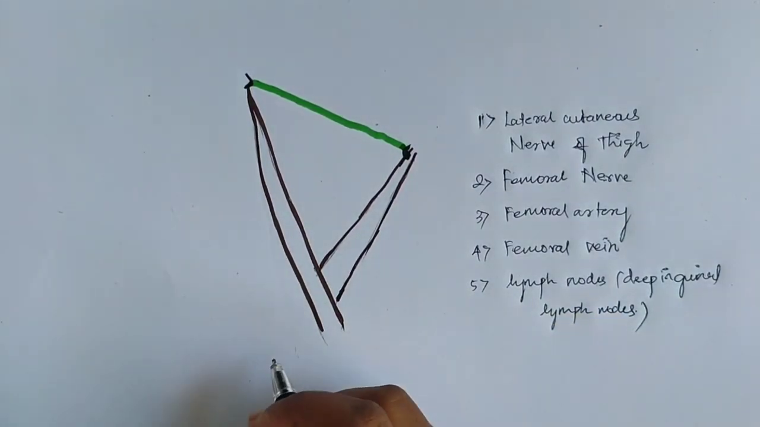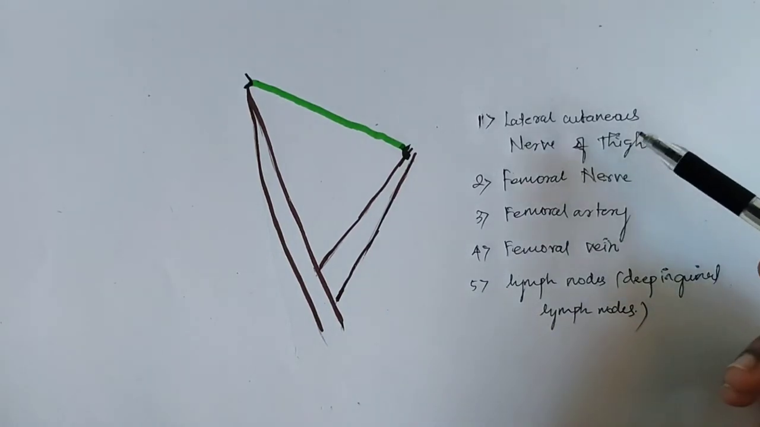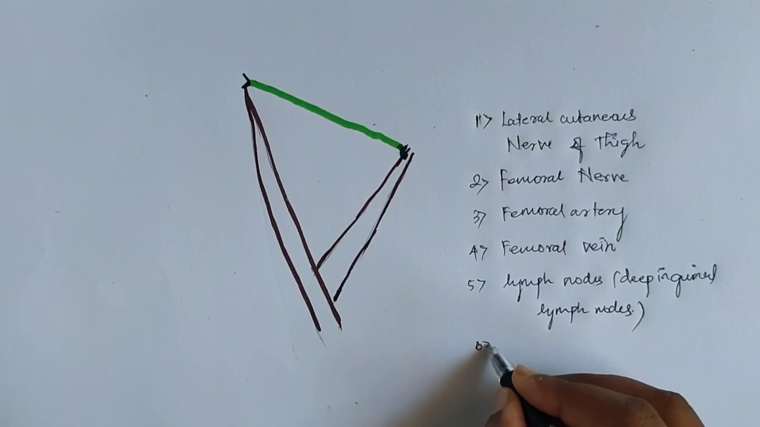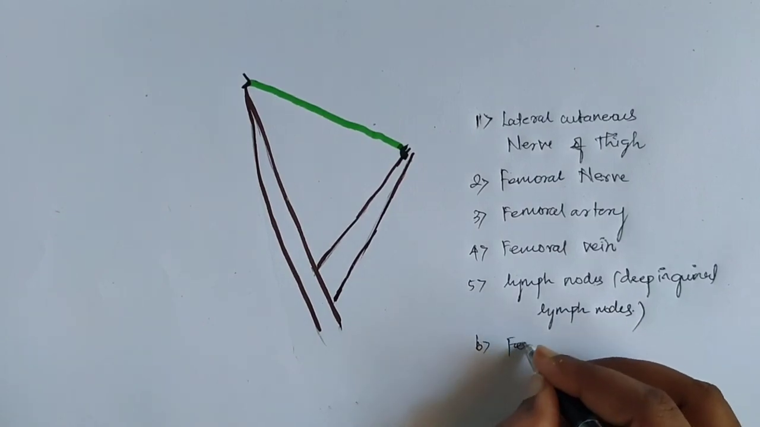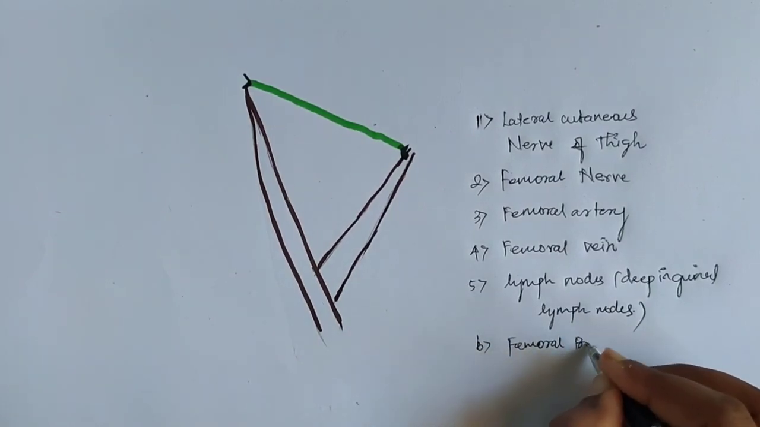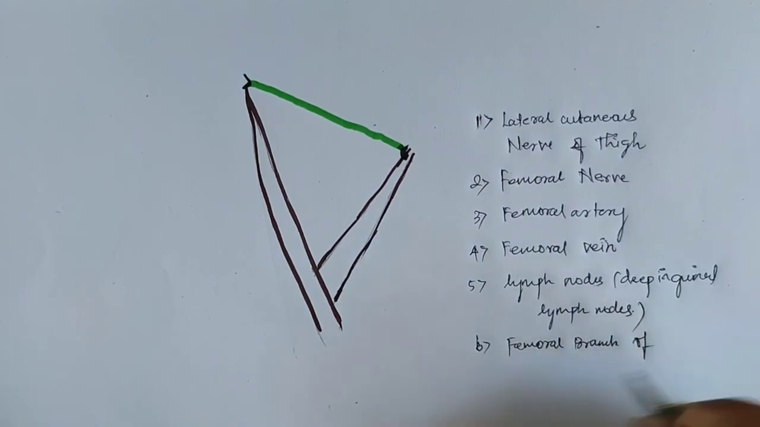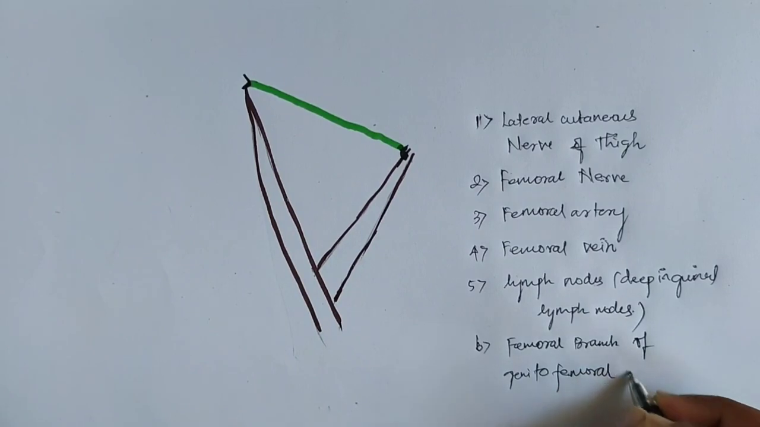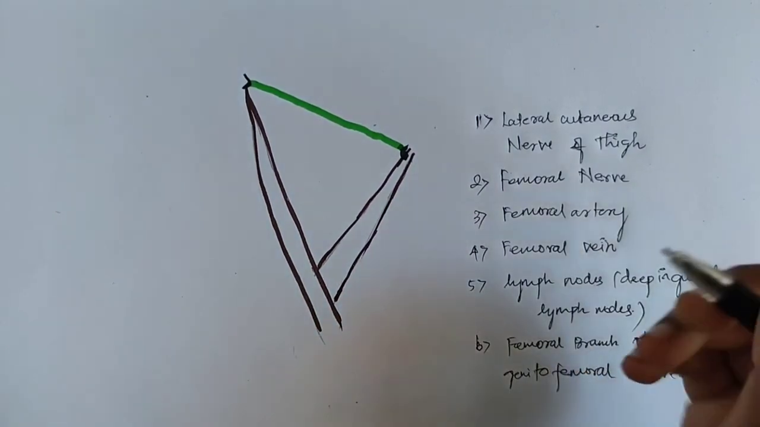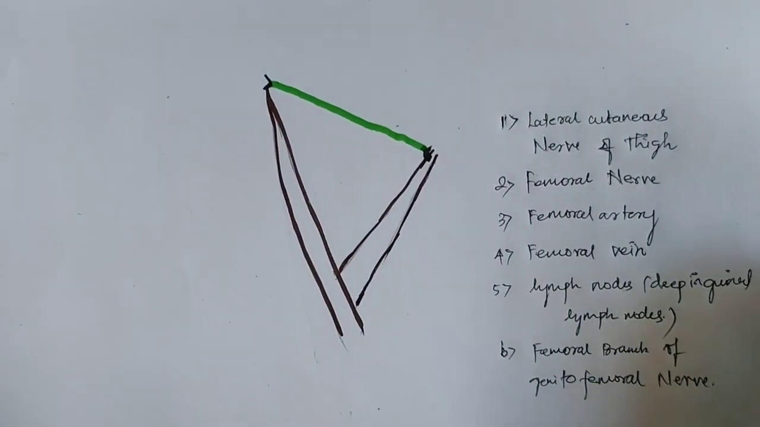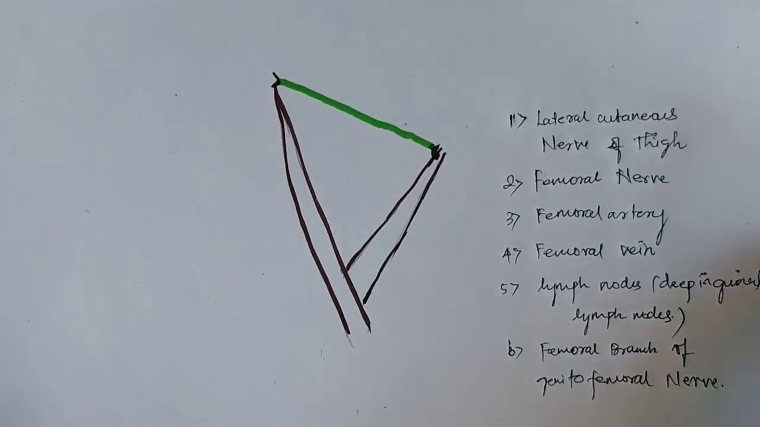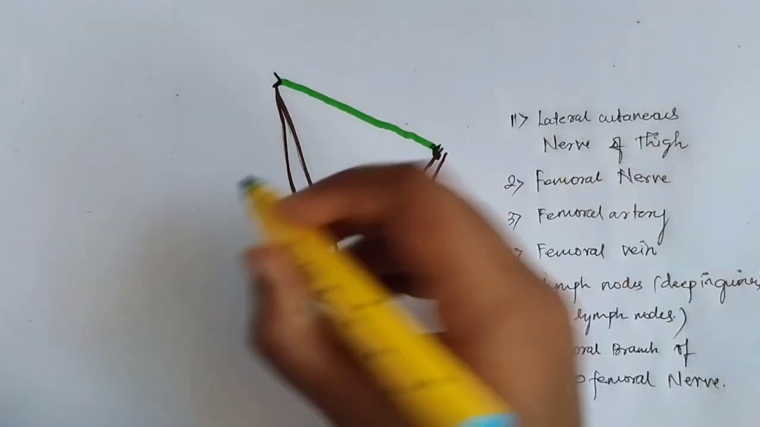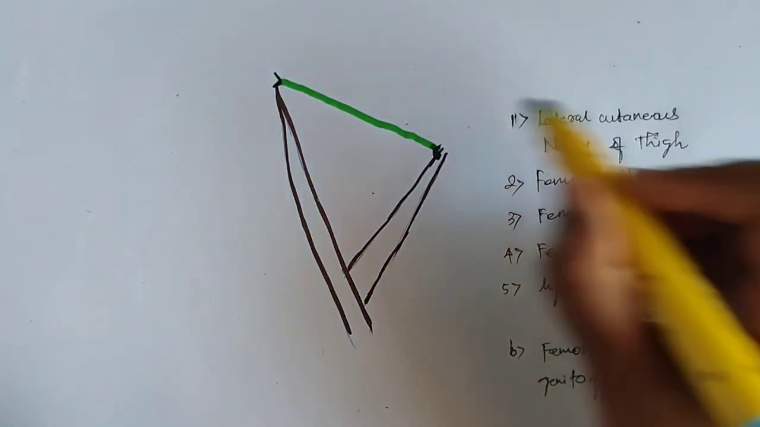These are the contents of the femoral triangle. And one more is the femoral branch of the genitofemoral nerve. And then, the first thing is the lateral cutaneous nerve of thigh.